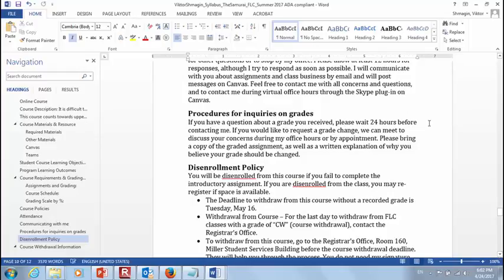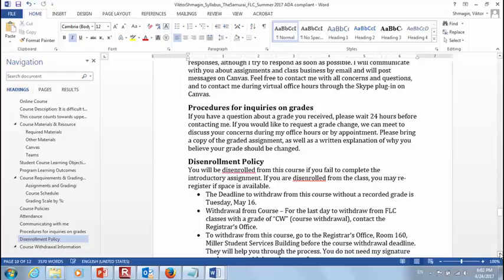Procedures for inquiries on grades: please wait at least 24 hours before contacting me. And if you'd like to request a grade change, we can meet online to discuss your concerns. Please have a copy of the assignment and a written explanation of why you think your grade should be changed. Especially that, a written explanation. Frankly, if you go that far, then you've really put a lot of thought into why you think your grade should be changed. It's not a willy-nilly thing. It's basically when you think that I did not assess something accurately. And if you take the trouble to do that, then that tells me, wow, this person's serious, maybe I should change their grade, and that usually is what ends up happening. But you do have to write it out.